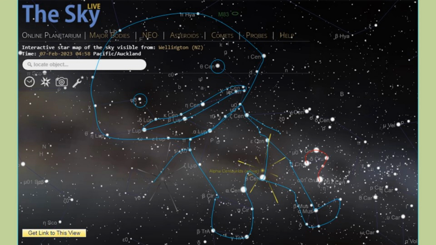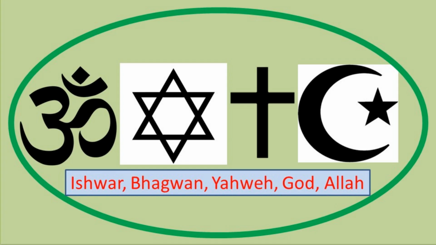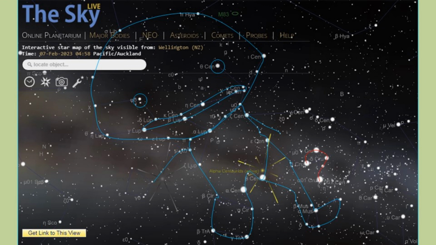As I have mentioned in my previous presentation, the names Ishwar, Bhagwan, Yahweh, God, Allah are all different names of the lone creator of the universe. Therefore, I request everyone to shun the other gods and worship Allah alone. Some of you may question why I am using the name Allah when the lone creator of the universe has so many different names.